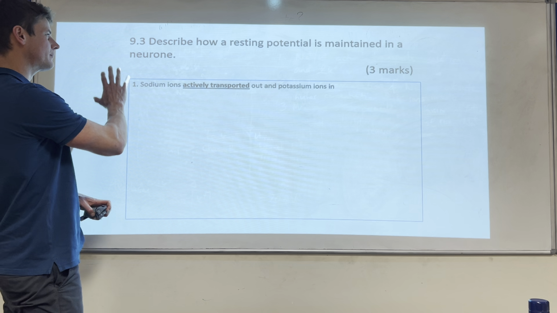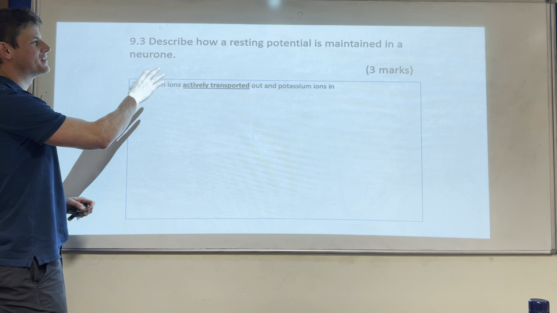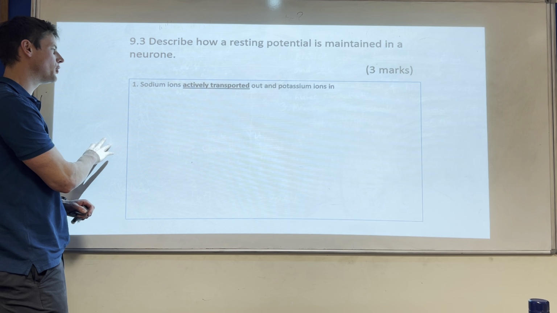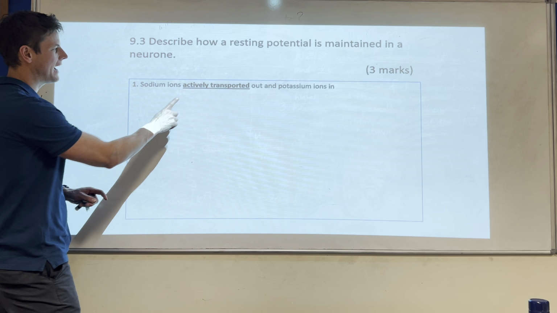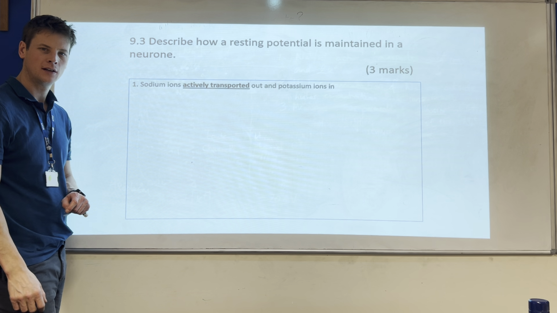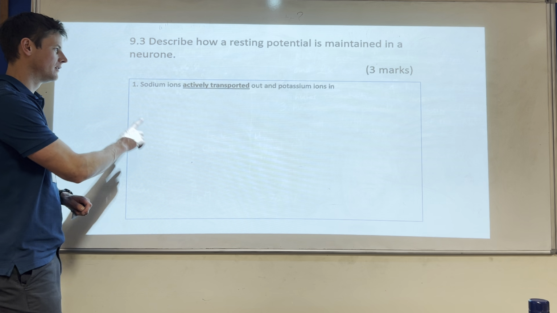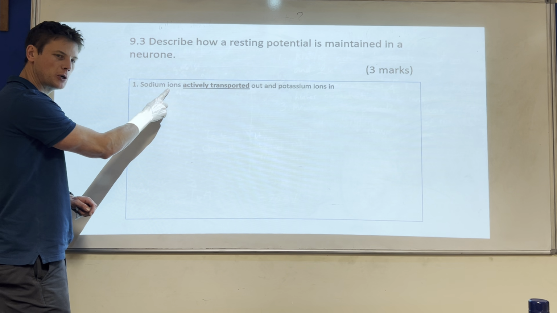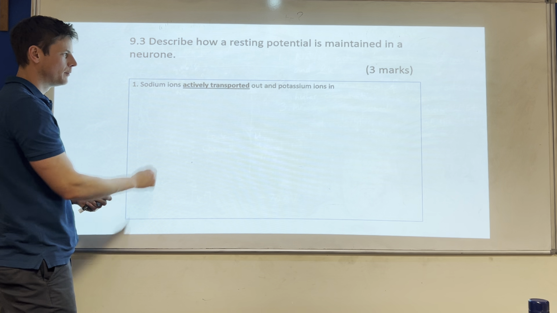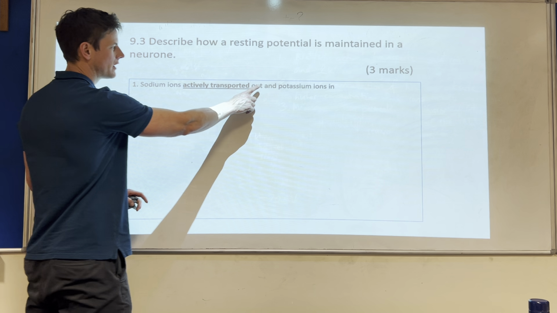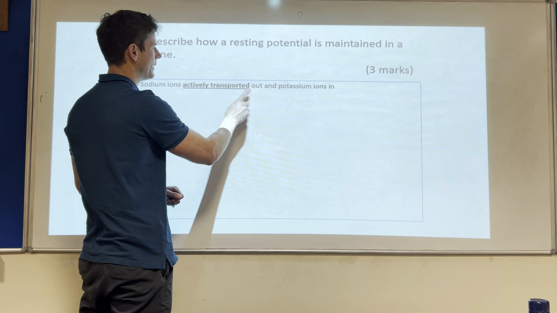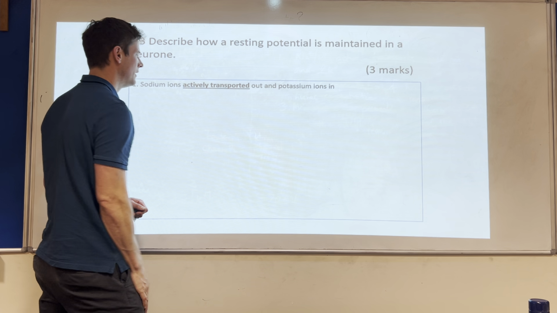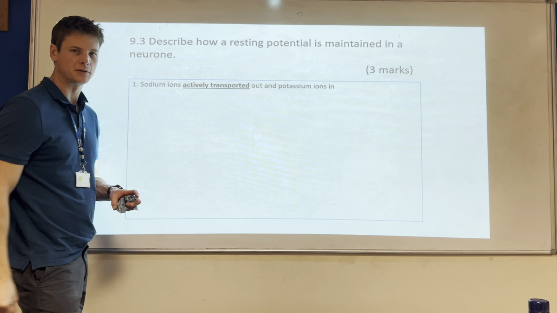So, how is a resting potential maintained in a neuron? Sodium ions are actively transported out and the potassium ions transported in. Okay, so we're mentioning ions here. We have used sodium instead of Na+, but ions makes that fine. Given the correct direction, sodium ions out, potassium ions in, and we've referred to active transport.